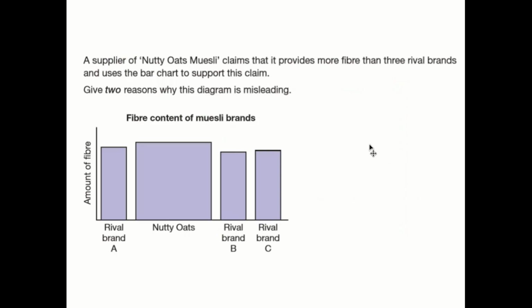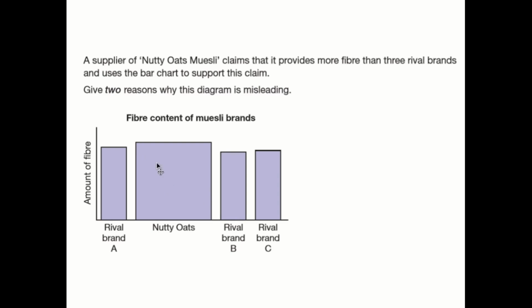A supplier of Nutty Oats muesli claims that it provides more fibre than 3 rival brands and uses the bar chart to support this claim. Give 2 reasons why this diagram is misleading. Well, firstly, with a bar chart, all the bars need to be the same width. You can understand here that if Nutty Oats muesli is the person drawing this graph, then you can understand why they might want to make their bar the biggest to make it stand out. But with bar charts, you can't do that. Every single bar has to be the same width.